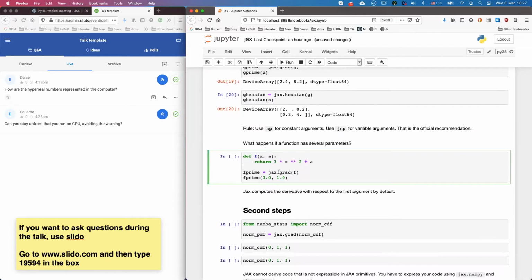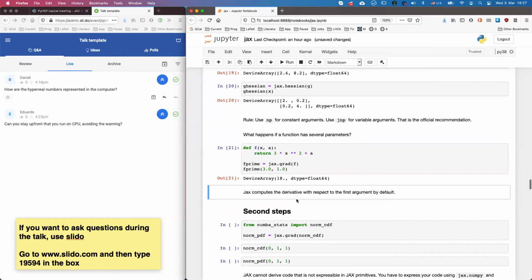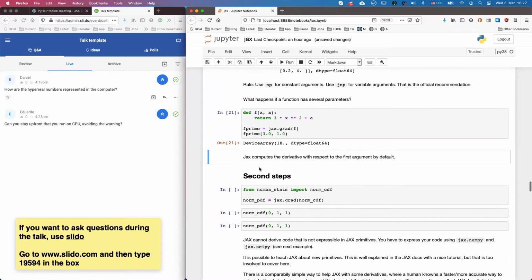Okay, so what happens when your function has several parameters? So I have a function here, f of x and a. So what happens when I compute the derivative? Yeah, it computes the derivative always by default with respect to the first argument. So there's no derivative with respect to a. But you can change that, so there are more arguments to grad, and you can make it derive also with respect to the second argument or whatever. So I would refer you to the docs.